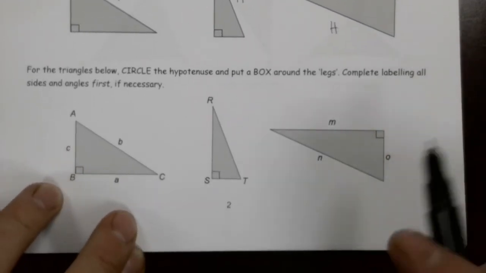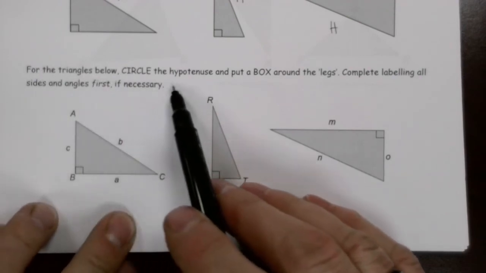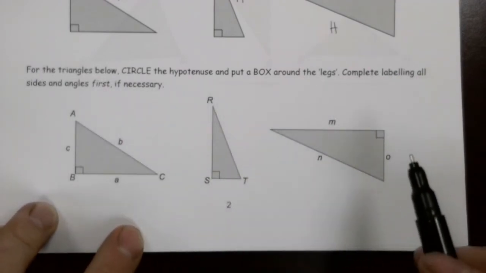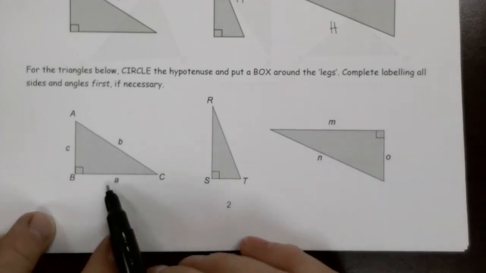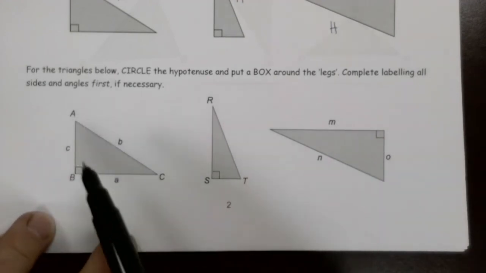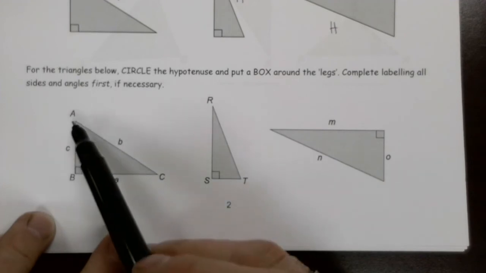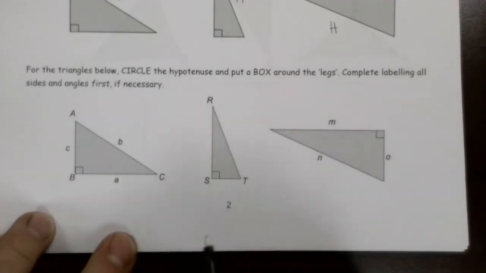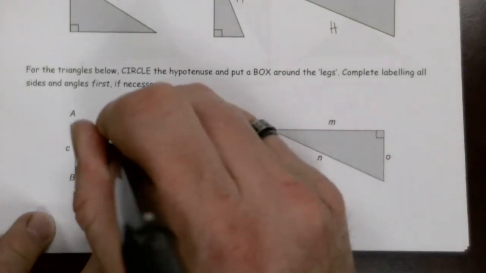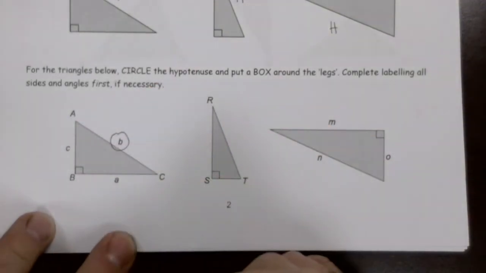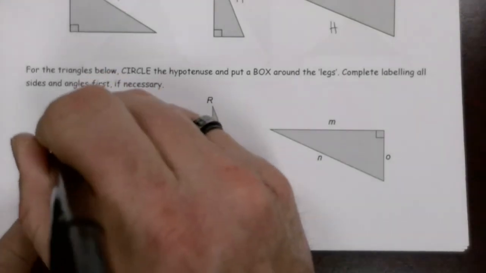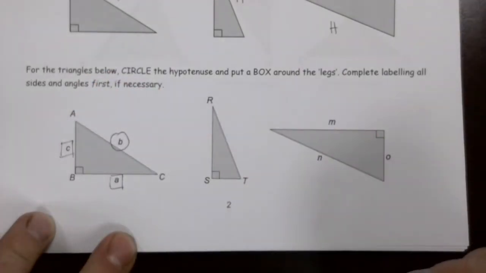Okay. And then this last one that we're going to look at here says, for the triangles below, circle the hypotenuse and put a box around the legs. And then complete labeling all the sides and angles first if necessary. Well here, we're using the lowercase lettering. I've got A, B, C as my angles, and I've got a, b, c as my sides. So the labeling is done. This right here is opposite the right angle, so it's going to be my hypotenuse, which means by default, those are the legs.